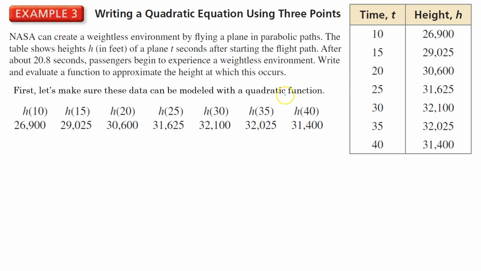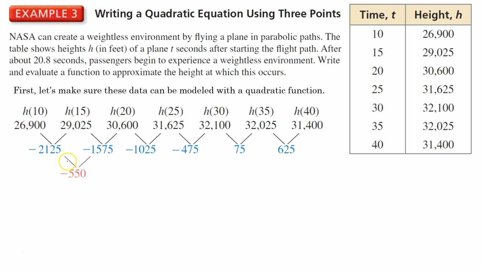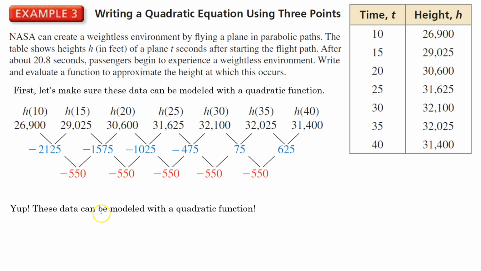So first, let's make sure these data can be modeled with a quadratic function. So let's check our, see these are evenly spaced inputs, 5 units apart. And then let's check our differences. Subtract there, you get negative 2125. Checking all these differences, I'm assuming you can do that with a calculator. And we do this with a calculator. Look what happens. Magic. Constant second differences. So we can use a quadratic function to model this data.